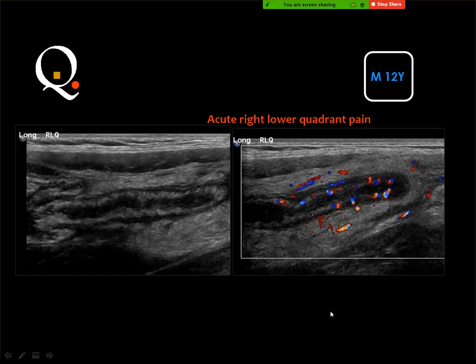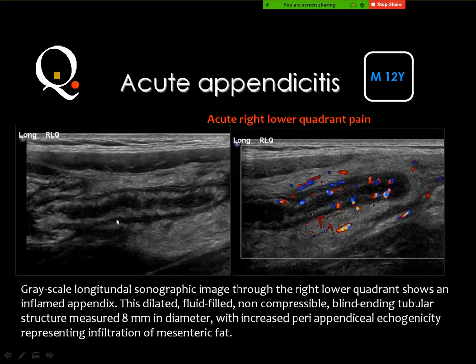Appendicitis. Acute appendicitis with marked swelling or edematous changes of the wall of the appendix and some increase in the vascularity on Doppler study.